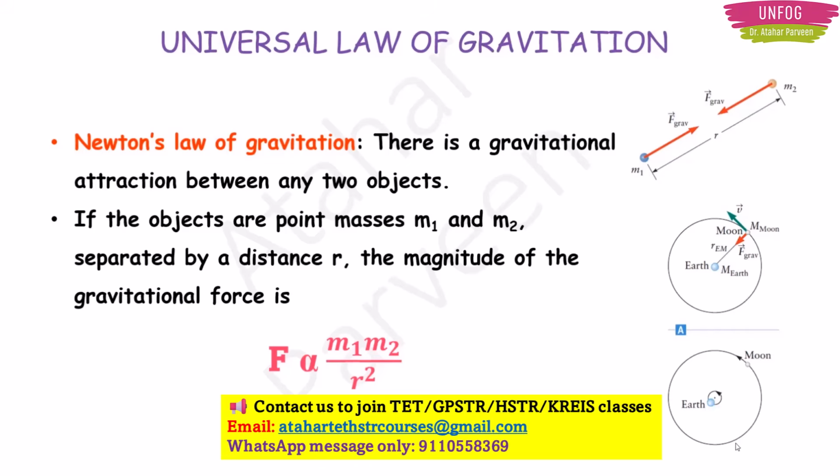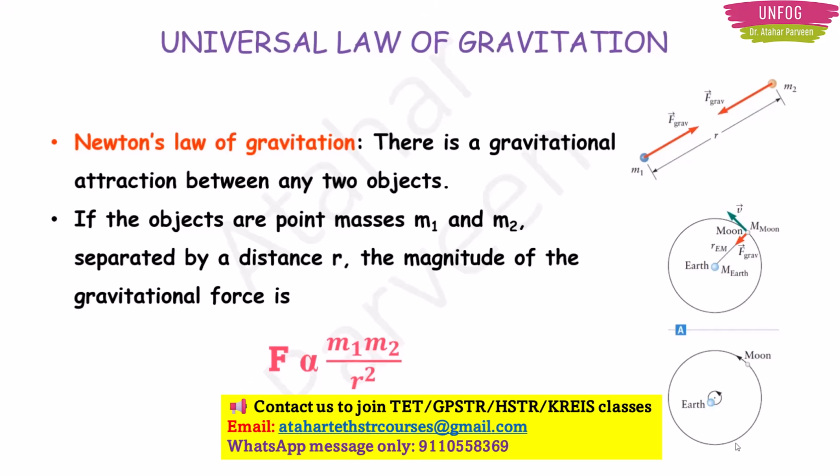It says that there is a gravitational attraction between any two objects. Say if these objects are of masses m1 and m2, and if they are separated by a distance of r, then the magnitude of the gravitational force between those two objects is denoted by capital F and is directly proportional to the product of the mass of those two objects and inversely proportional to the square of the distance between those two objects.